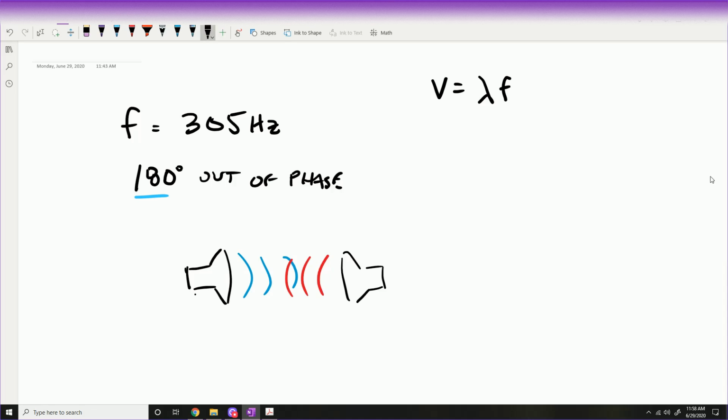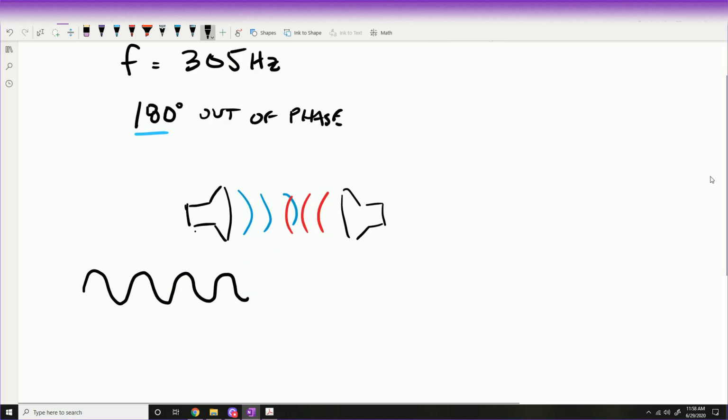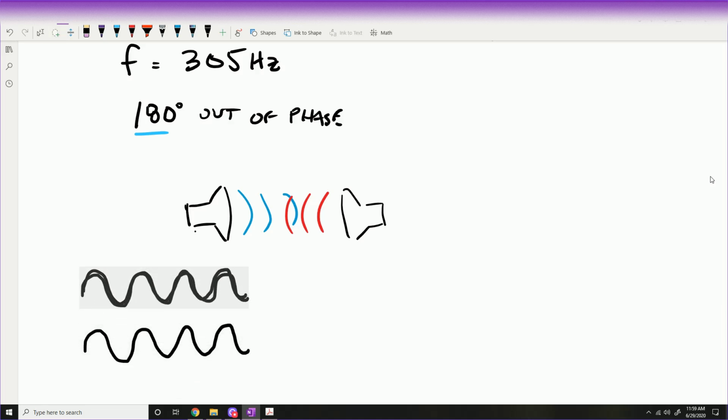Let's say that we have a wave that looks like this. To be in phase would look something like this. This would be 0 degrees out of phase, which means if you look, the peaks, and I just drew this, but the peaks are matched up and they are completely in phase with one another. To make them 180 degrees out of phase would look something like this.